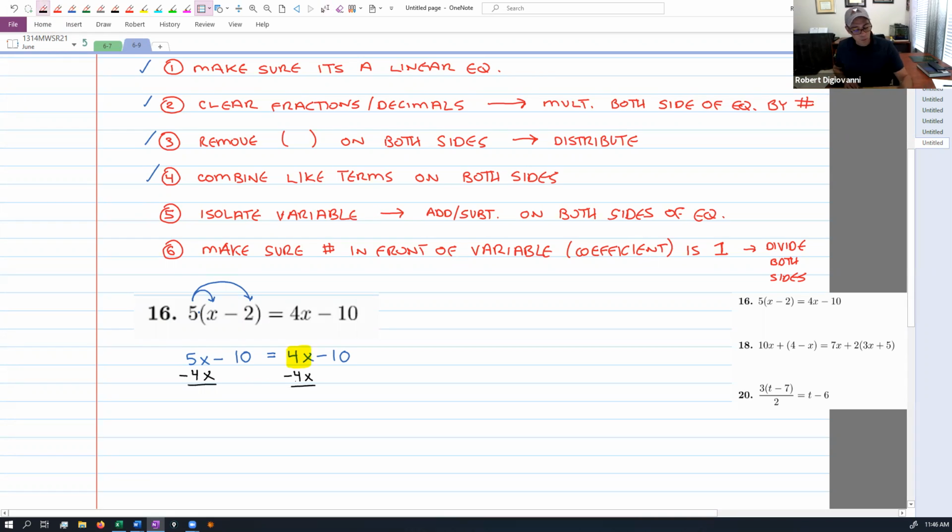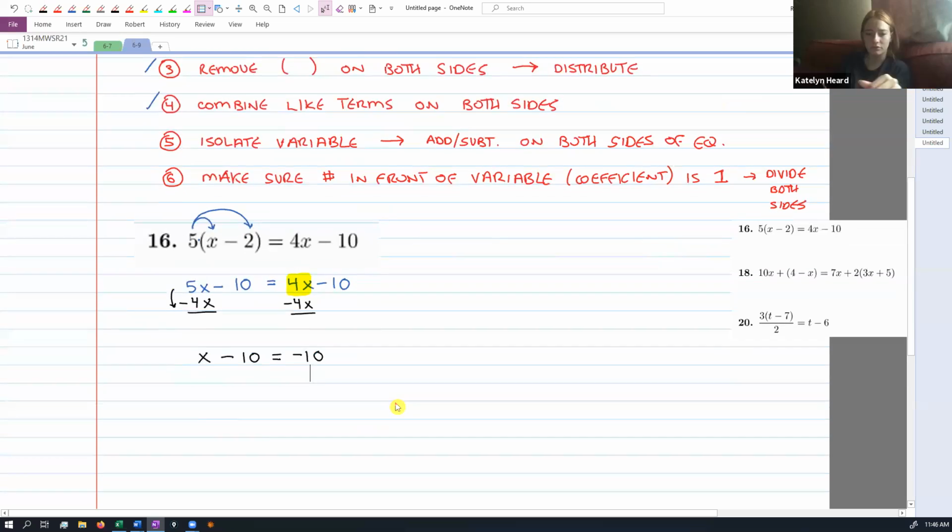Okay, go ahead, Caitlin. What is 5x take away 4x? What does that give you? Just x. Okay, now we still have minus 10 equals, now 4x, you took away 4x, that leaves you nothing, and you still have minus 10 there. Okay, so then you would just get the 10 over. So then it would be addition. So like plus 10, and then on the other side plus 10. Exactly.